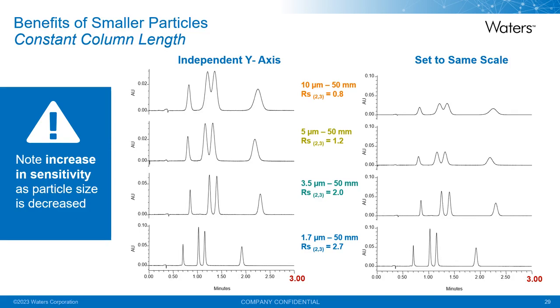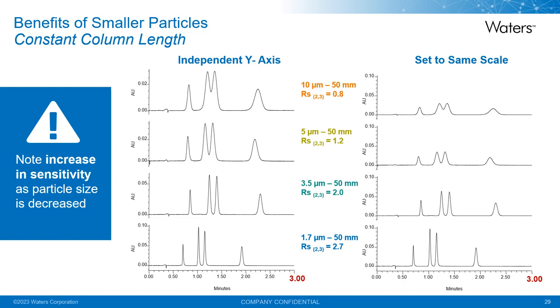We can really examine the impact of particle size by keeping the column length the same and looking at the length to particle size ratio. When we compare all four columns, again, keeping the column length the same, all of them are 50 millimeter length. When we compare the particle sizes, we see that the L over dP is much less for the 10 micron column. All of the run times have been kept constant.